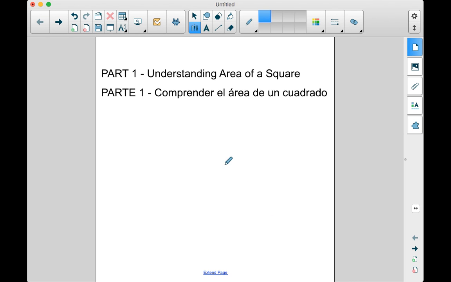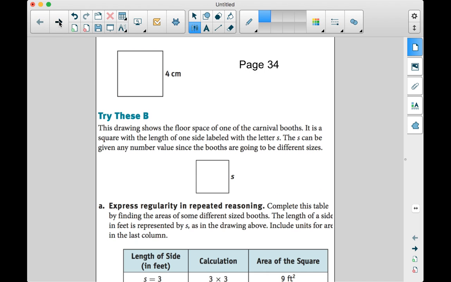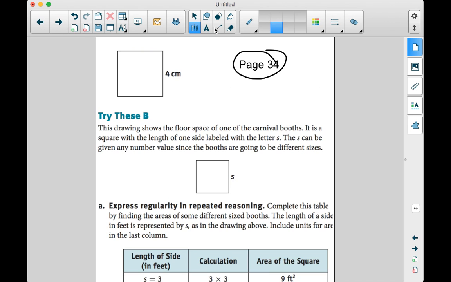Okay, so we're going to work through these three main parts as we go through activity 3.1. And then I want you to pause after each part. We're going to start with, I want to point out that this is page 34 in your book. And the first concept that we're going to get into is understanding the area of a square. Okay, so that's our first big thing.